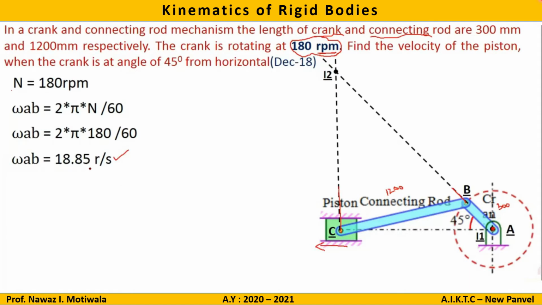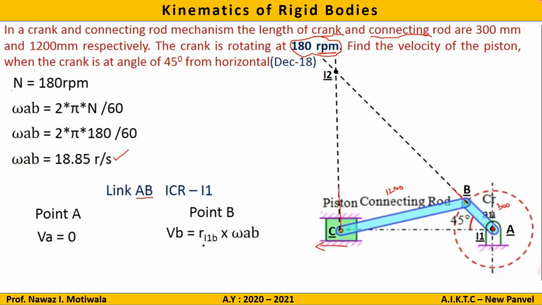Now what is the next step? Consider the links. What is the link? The first link is AB, so I will write down link AB and the corresponding ICR is I1. Next step, what are the 2 points? The 2 points are A and B. So I will write down point A and point B. Point A is itself a hinge point. So what will I do? I will write VA is equal to 0. For VB, I will write the equation as VB is equal to R I1B.